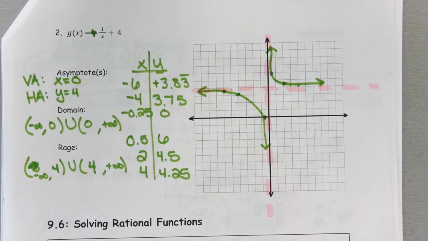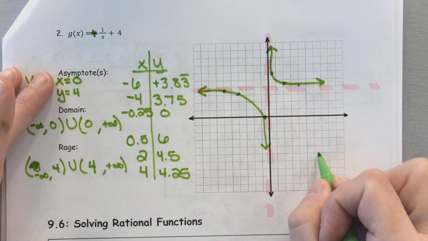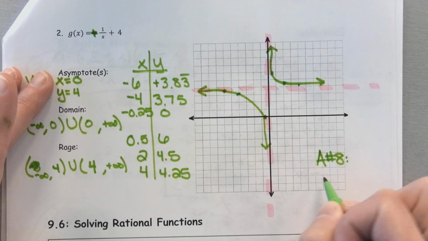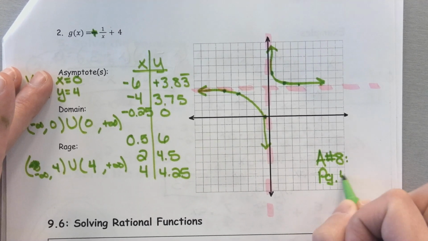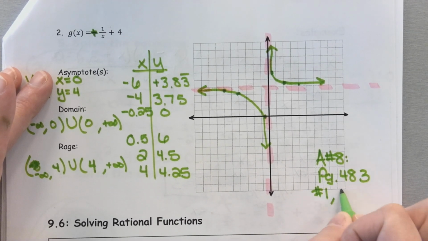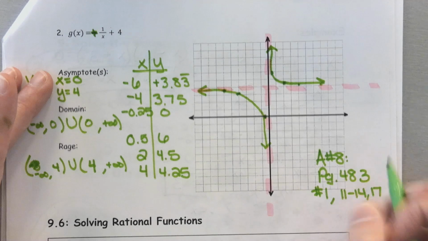So your homework tonight is going to be more of these. Read your directions and do whatever it tells you to do. If it says to just graph, then just graph. If it says to find domain and range and graph, then do those things. So do whatever the directions say. Remember last time I changed the directions for you? Today I'm not. I'm saying read the directions and do exactly what it tells you to do. So we are on assignment number 8. We have page 483, numbers 1, 11 to 14, and 17.